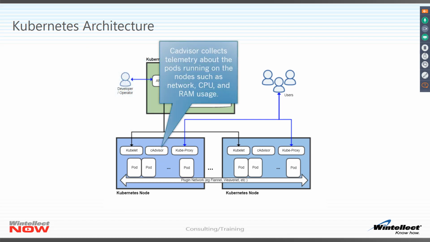Next, there's cAdvisor, which collects telemetry about the pods running on the nodes and CPU and RAM usage, and it sends that data back up to the scheduler, so the scheduler knows what's going on inside the node.